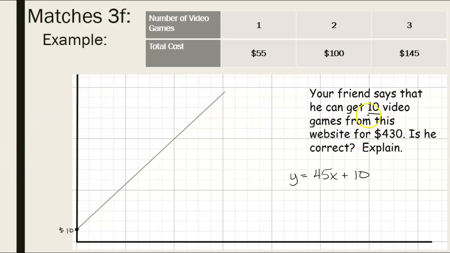So your friend says that he can get 10 video games, so that means 10 goes in place of x, and he says he can get that for $430. So let's just double check this. Well, 45 times 10 is 450, plus another 10 is $460. So we're going to say, no, friend, I'm sorry, but you are incorrect. You cannot get 10 video games for 430 bucks. That's not enough money, okay?